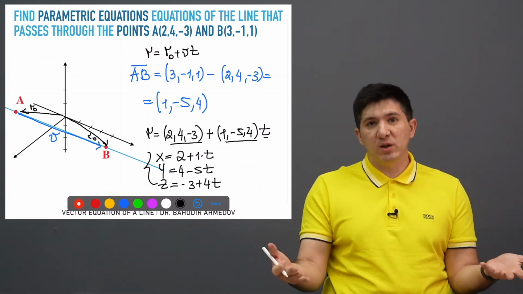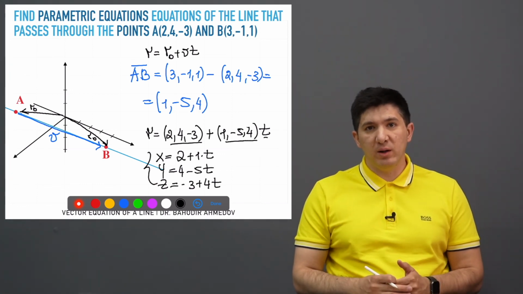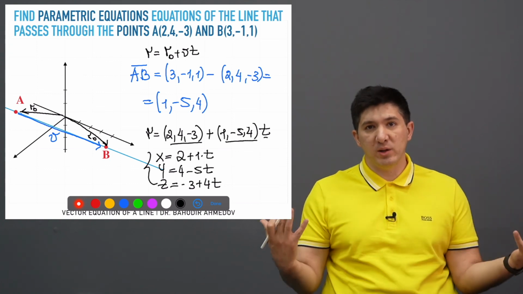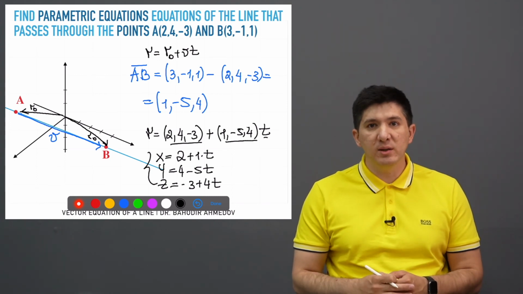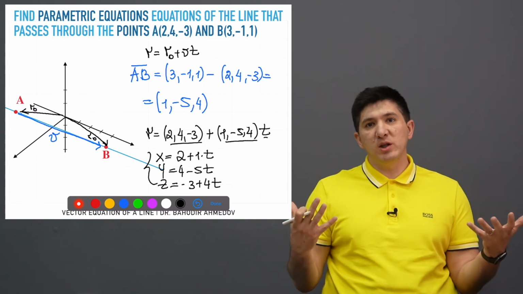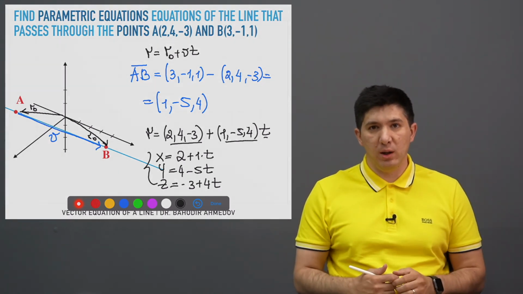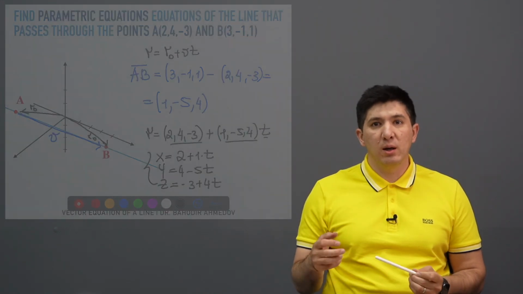So in this video lecture, we've learned how to find the equation of lines in any dimensional case using vectors. We also figured out that vector equations of lines are nothing else than parametric equations. So essentially you can reach any point along the line using one parameter, t.